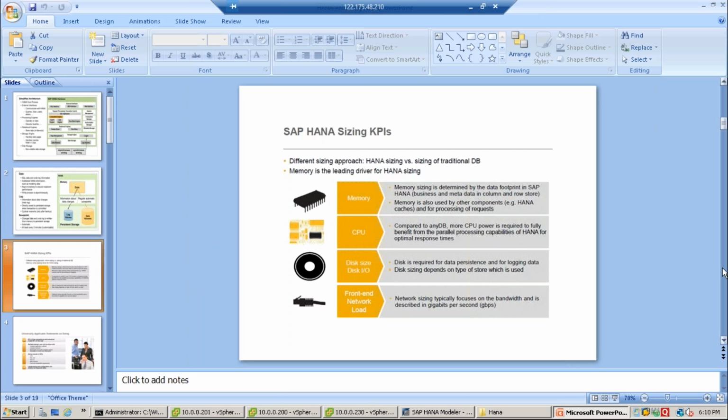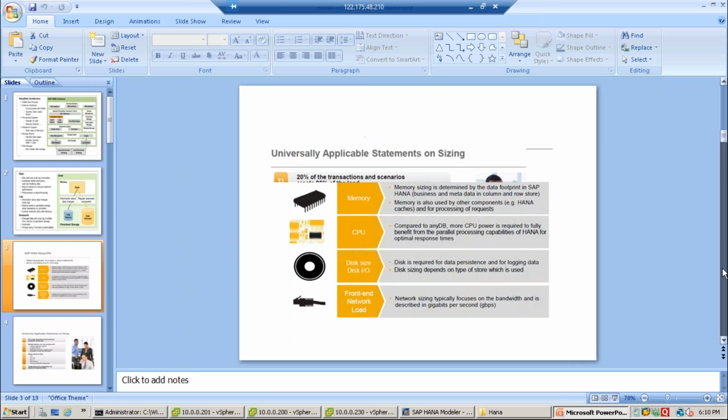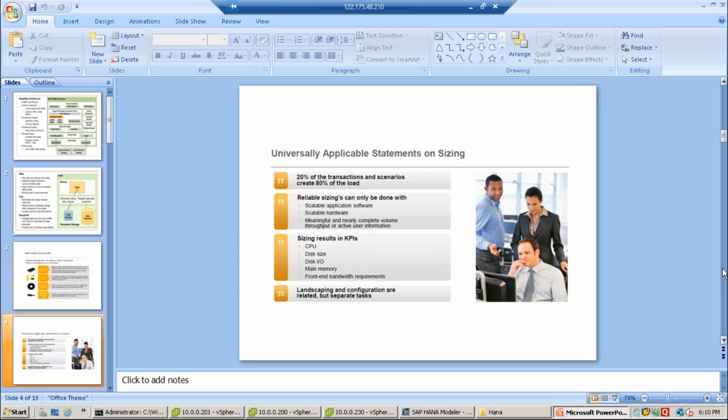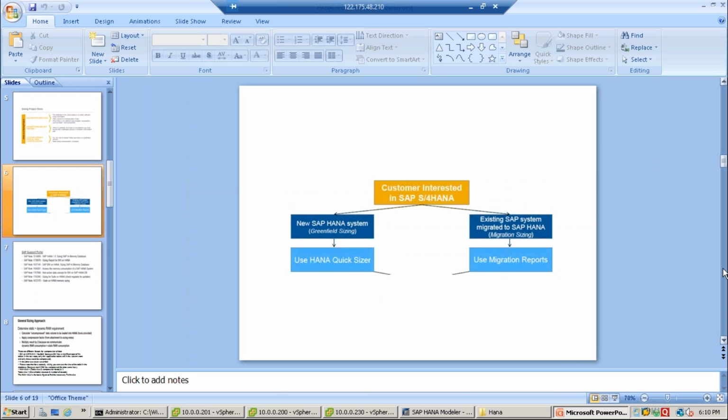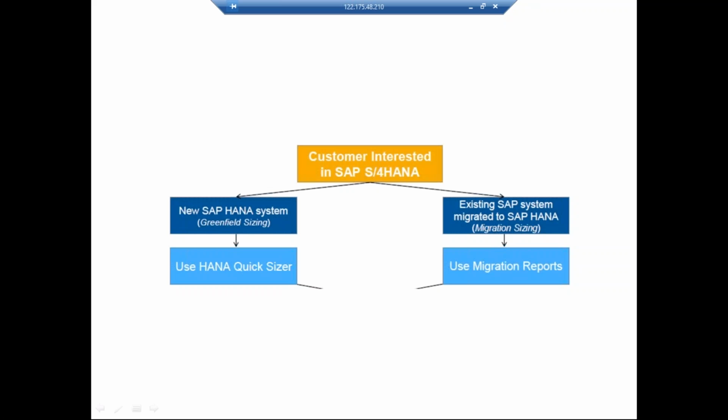See, when we are speaking about sizing, the first and foremost thing you need to identify is what kind of project you're going to deal with. That is the most important thing. It can be a new implementation, or maybe you're looking at doing a migration. An existing SAP application you're trying to migrate to HANA database. So you need to understand and identify that first.